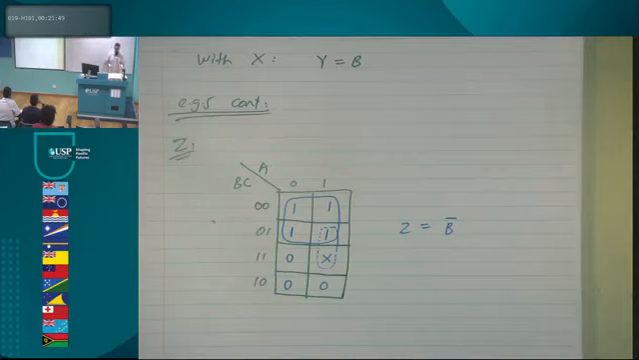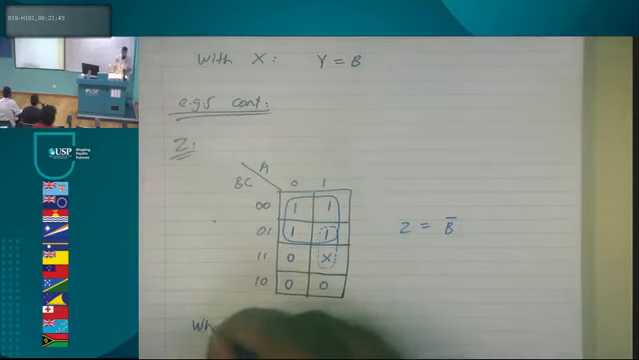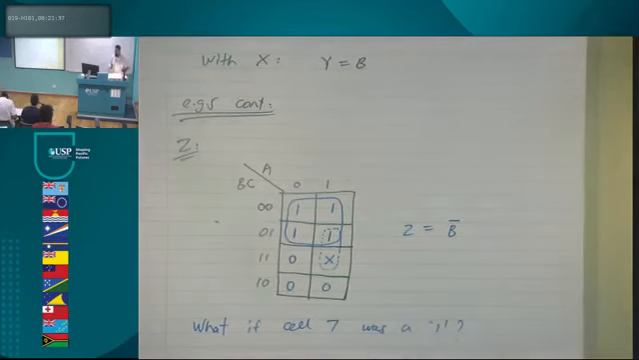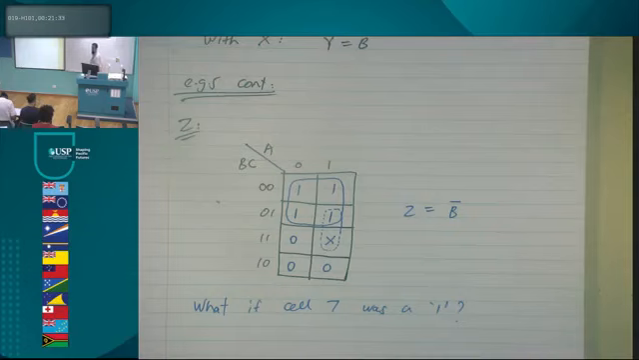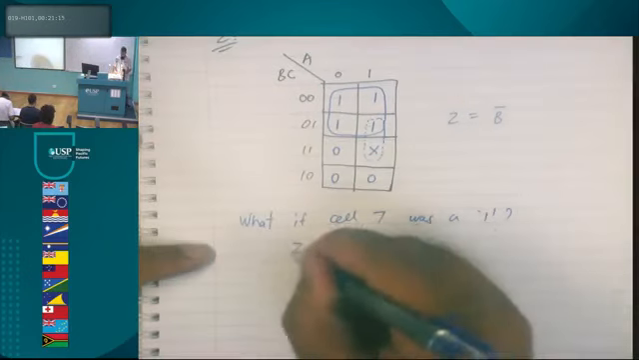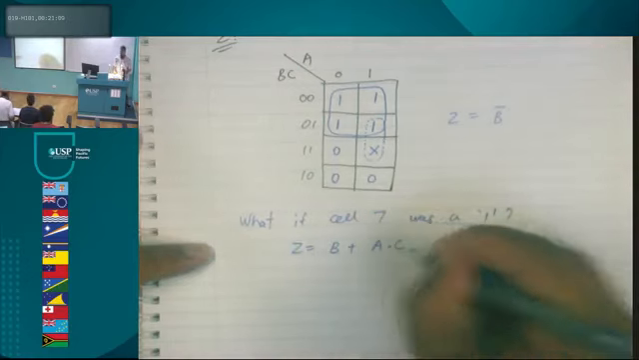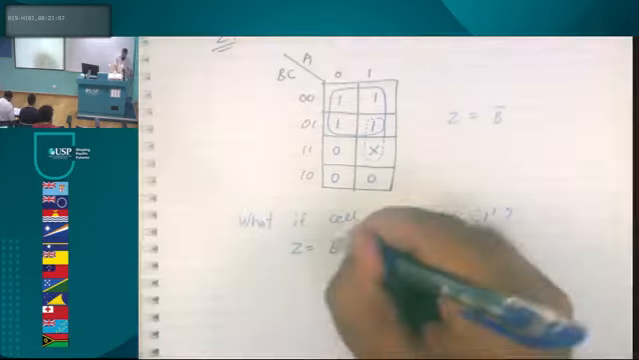Now, here's the difference, guys. What if cell 7 was a 1 instead of an X? Cell number 7. What if cell 7 was a 1? Then what would be your answer? In that case, if cell 7 was a 1, you would get Z is equal to B bar or A and C.